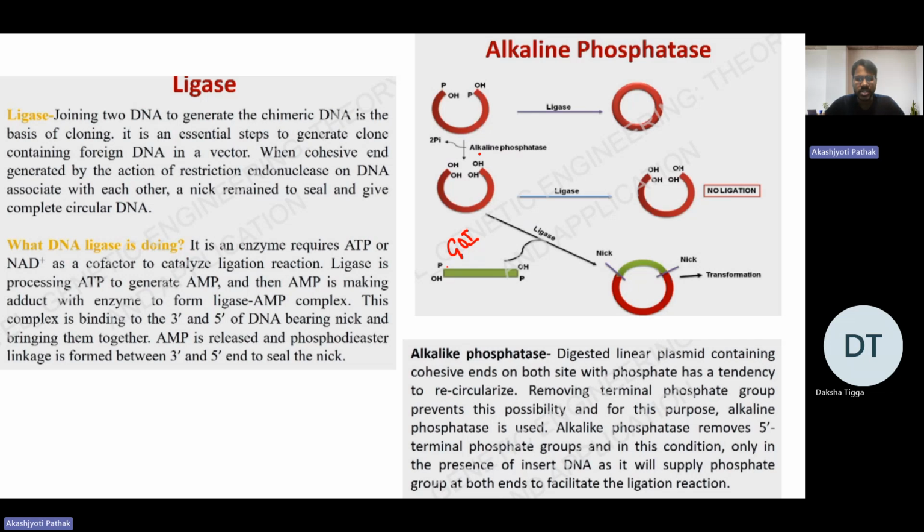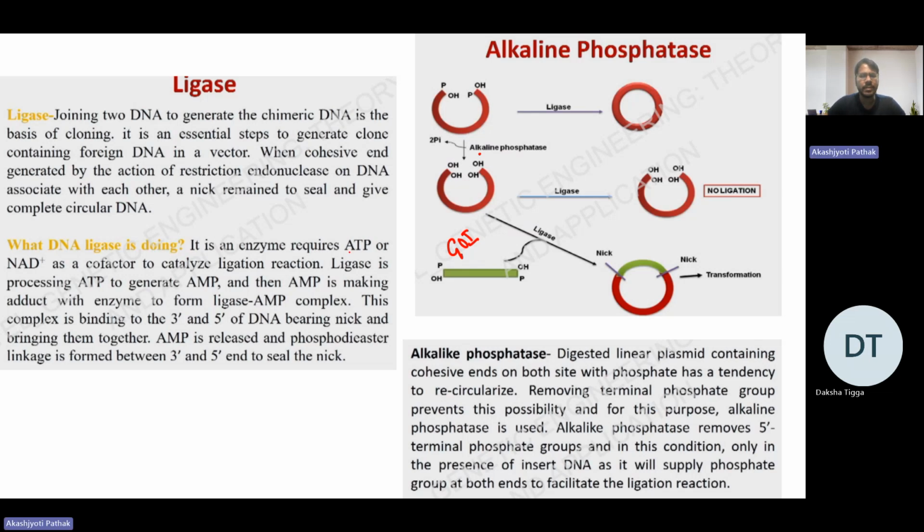Now your gene of interest, you have also treated it with the restriction enzyme. So the gene of interest will also have a 5' phosphate and a 3' OH. When you add this gene of interest to your vector and then treat it with ligase, because your gene of interest has a 5' phosphate group and your vector has a 3' OH group, these two ends will be joined. And when this cloned plasmid is transformed into the host cell, the nicks that are present will be joined in the host cell by the host repair pathway. Okay.